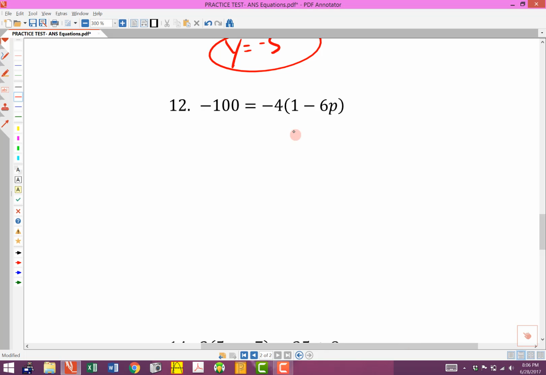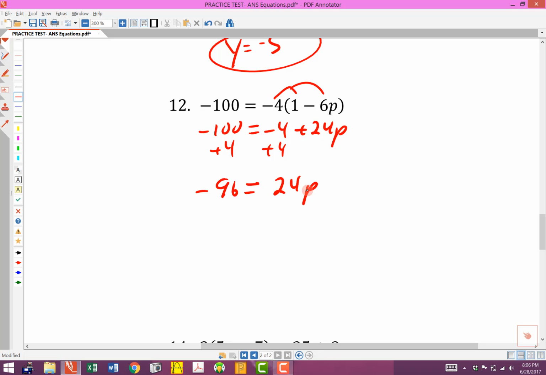Alright, number 12, distribute. Careful with the negatives here. This is negative 4. Negative 4 times 1 is negative 4. Negative 4 times negative 6p is positive 24p. Got to make sure you get that sign right, otherwise there's going to be problems here. We're going to add 4 to get that variable term isolated. This is negative 96 equals 24p. Divide by 24.